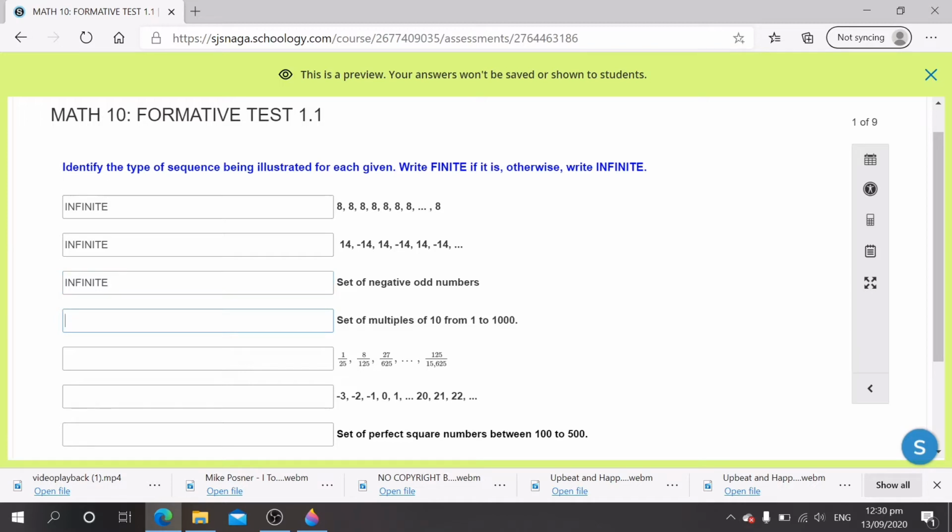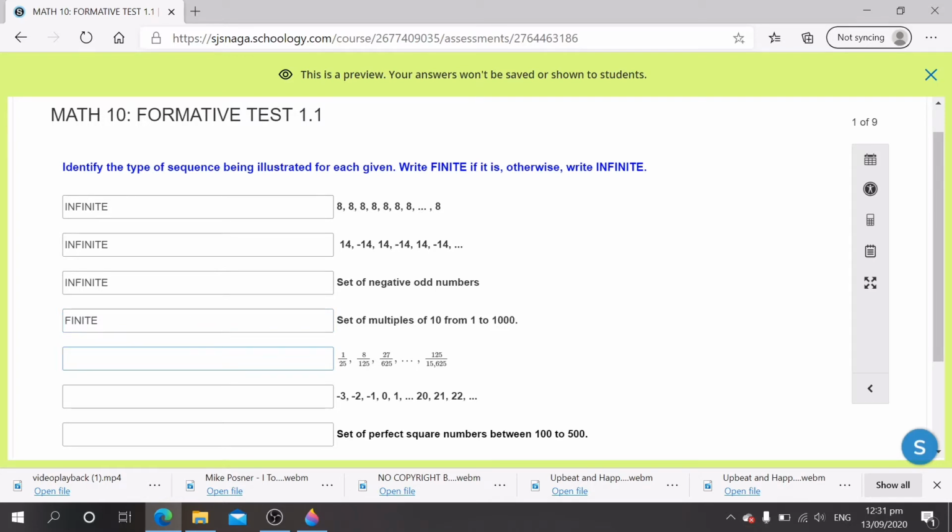Next, the set of multiples of 10 from 1 to 1,000. Since we have a range and we are just speaking of integers, we can count the multiples of 10 from 1 to 1,000. Kung mano-mano man, medyo matagal, but kung alam mo yung formula for that, still we can count.